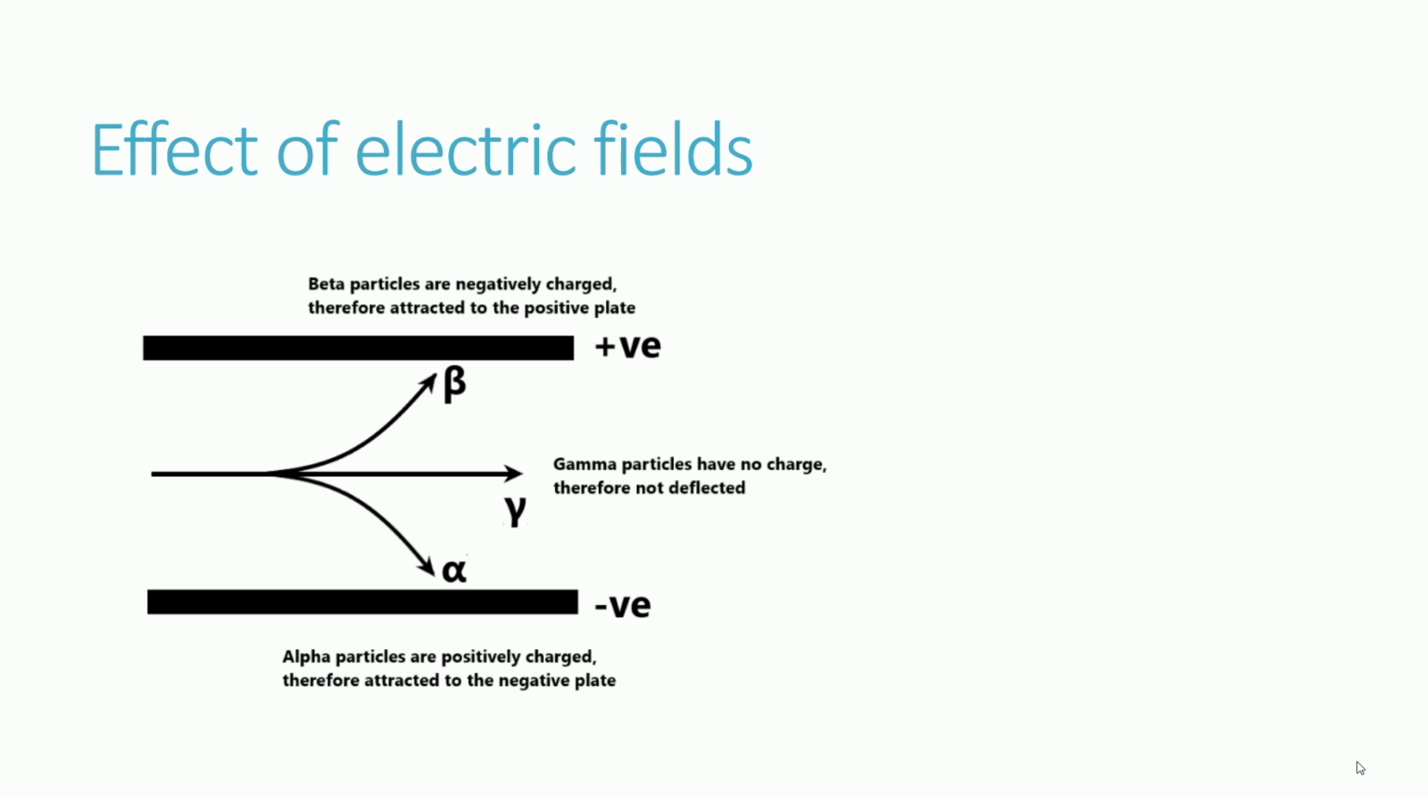If you take a look at the effect of electric fields on these particles, you'll find that gamma rays, first of all, don't get affected at all. If you've got a positive and a negative plate, gamma rays will just go straight through without becoming attracted to either end because they don't have any charge. Beta particles are negatively charged, as you might expect. They become attracted to the positive plate, and alpha particles are positively charged, and therefore oppositely they're attracted to the negative plate, and that's why you get the divergence of these three behaviors.